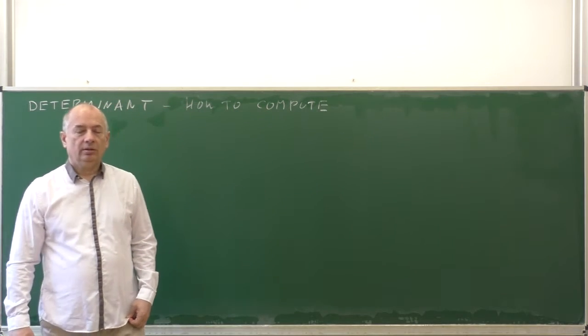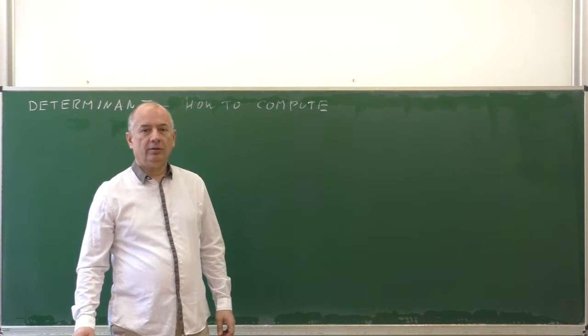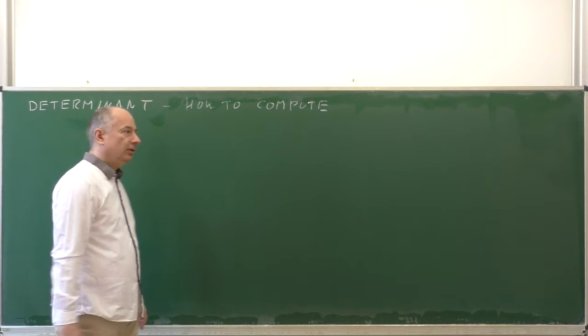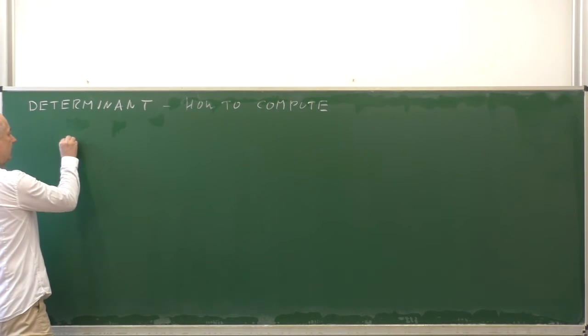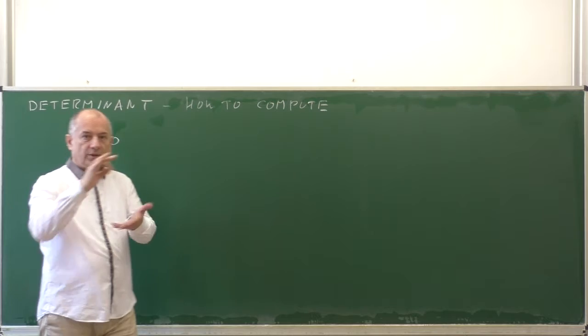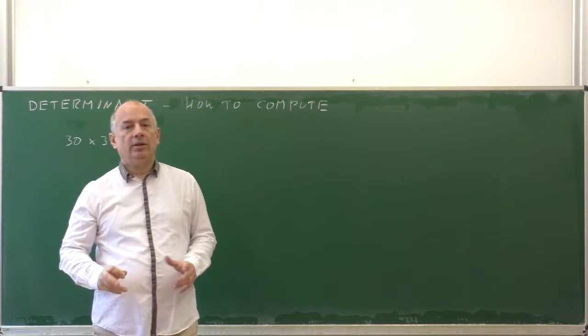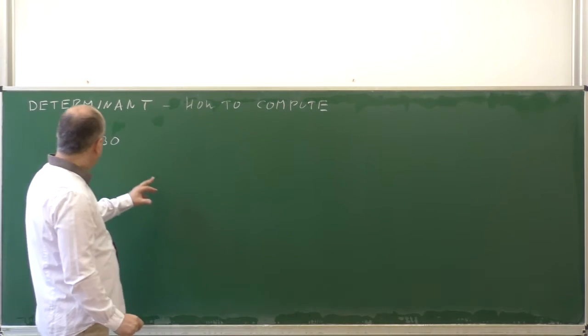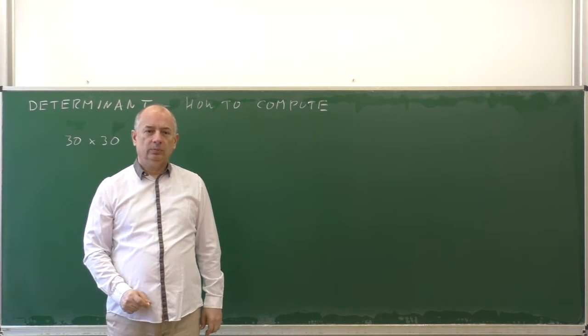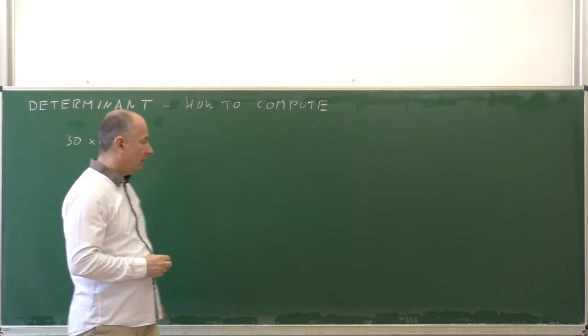In this section, we will see one efficient way how to compute a determinant. Let's start with the following example. Consider a matrix, say 30 by 30. A square matrix with just 30 columns and 30 rows. I guess such a matrix would fit on this blackboard. And we want to compute a determinant.